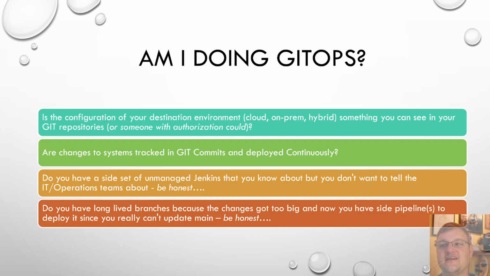Do you have a set of unmanaged Jenkins? Now be honest, do you have a set of unmanaged Jenkins that you know about but don't tell IT or operations because it's how you get stuff done? Do you have long-lived branches because the changes got too darn big and now you have these side pipelines to deploy with very specific branches because you can't really update main? Be honest.